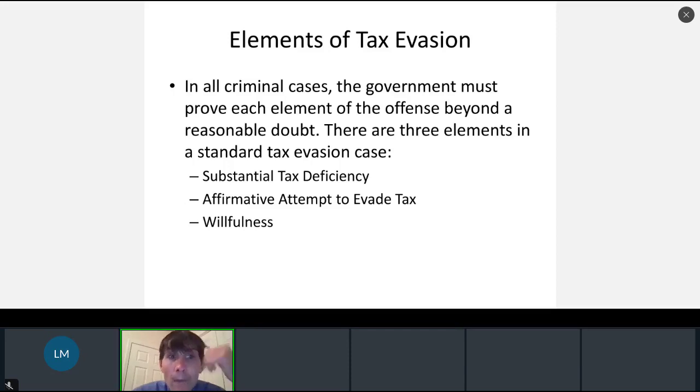There are three elements of a standard tax evasion case. They are substantial tax deficiency, an affirmative attempt to evade tax, and an element that you are going to see come up time and time again. That is the element of willfulness. Willfulness is the mens rea element of criminal tax statutes. It's very similar to the knowledge element for street crimes, but it is a very heightened standard, as we're going to come to find out.